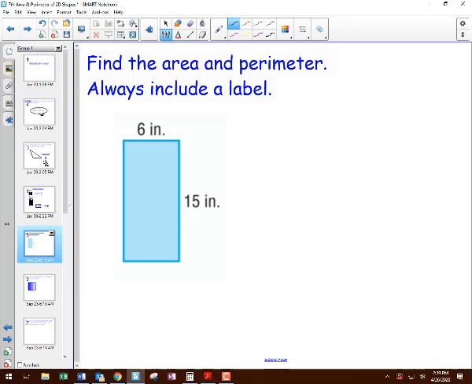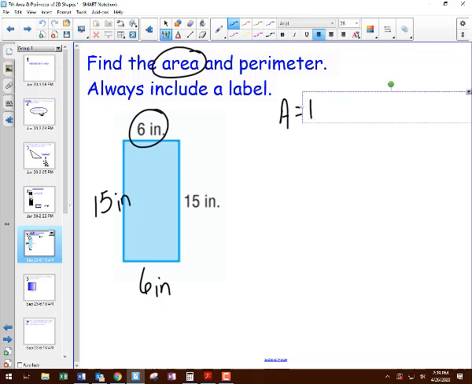Alright, so let's find the area first. We check back to our formula, base times height. We have a base of, well, we have nothing down at the bottom of this rectangle, but if this is 6 at the top, we know this is going to be 6 down here. Likewise, this 15 side length over here. Okay, so area is simply base times height.